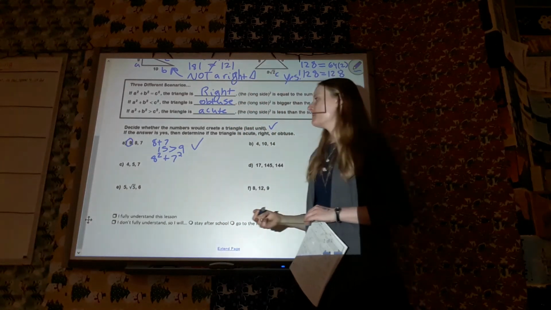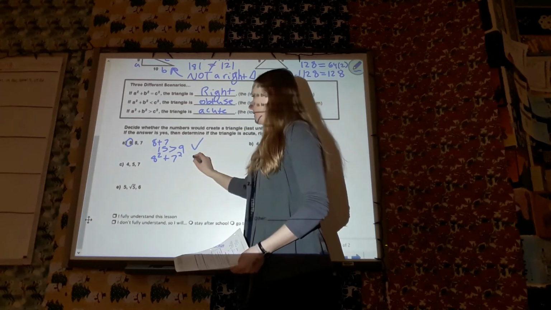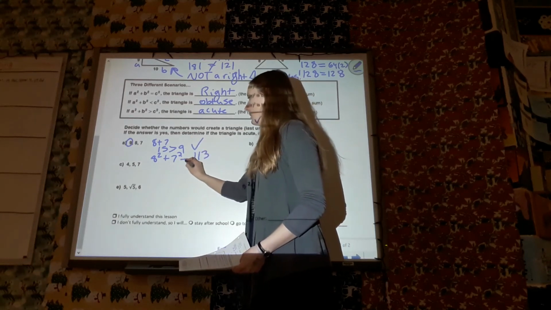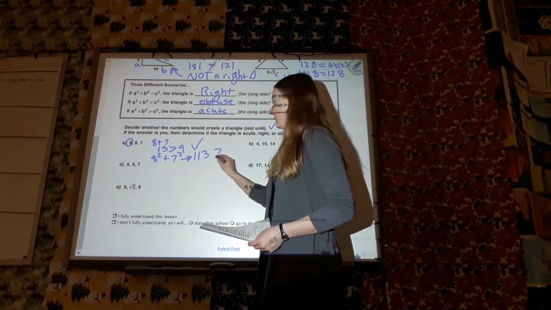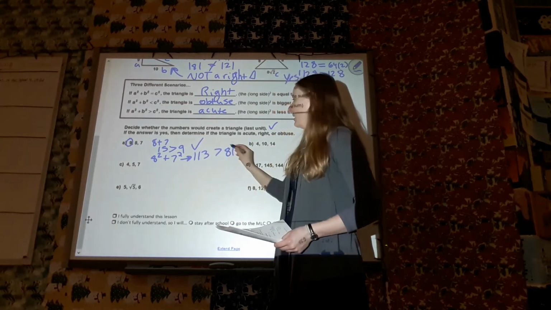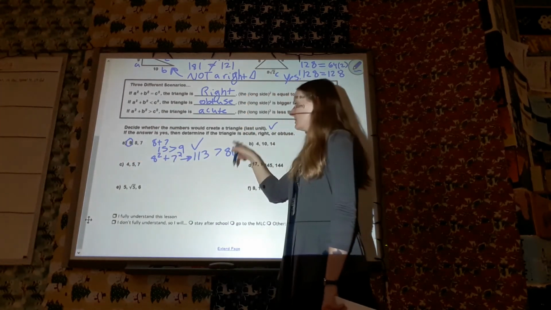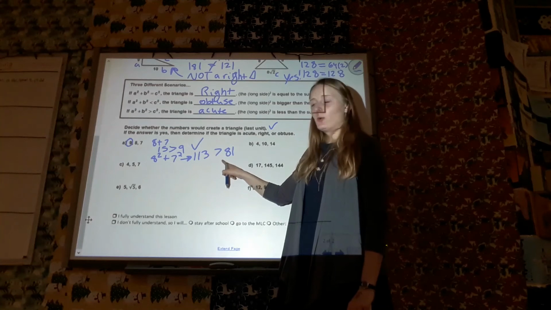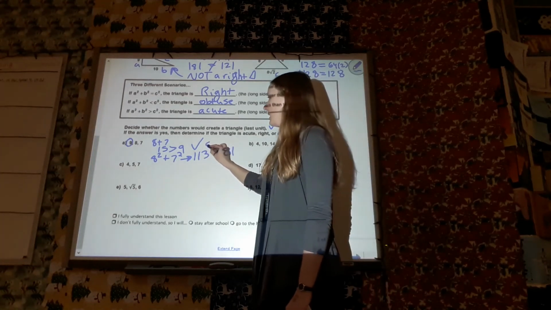and see how that compares to 9 squared. Well, 8 squared plus 7 squared, let's see what I have here. That is 113. And then obviously we know that 9 squared is 81. Now, 81, that was the square of the longest side. Because the longest side squared is smaller than the sum, that would make this an acute triangle.